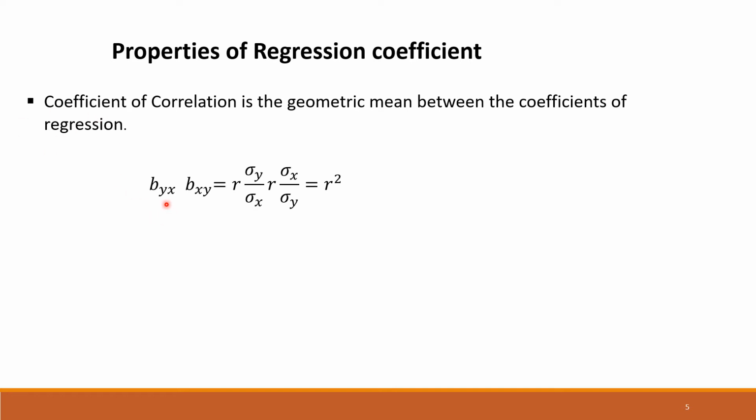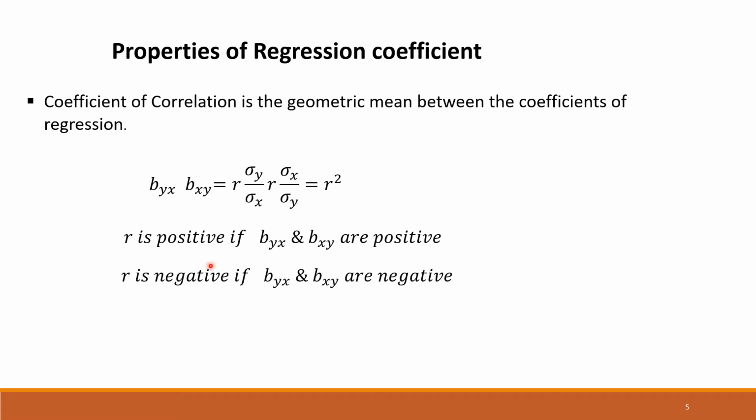And if byx and bxy are negative, r value is going to be negative. If byx and bxy are positive, then r value will be positive number. So r is positive if both the regression coefficients are positive. R is negative if both the regression coefficients are negative.